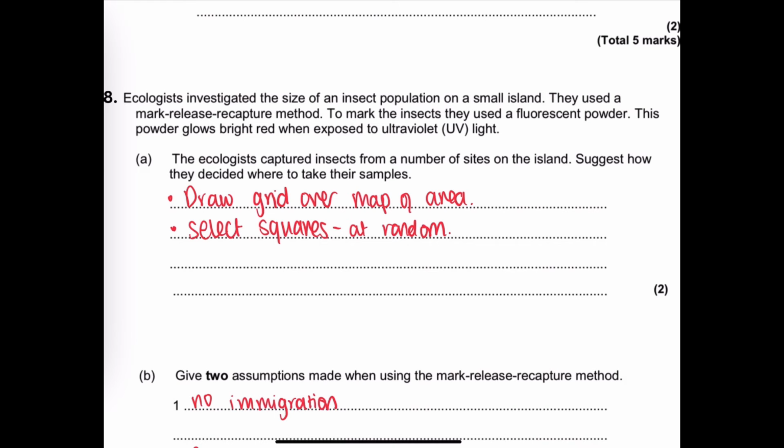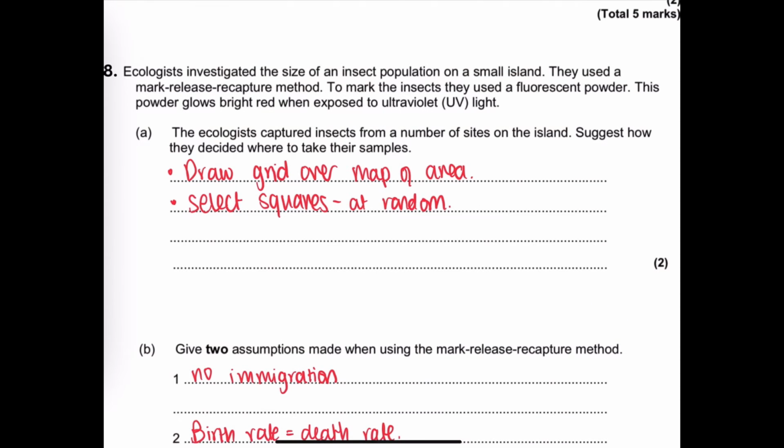Question 8. Ecologists investigated the size of an insect population on a small island. They used a mark, release, recapture method, which is basically exactly what they do. They mark it, release it, and then they recapture it to try and find out what the population is. They marked the insects with a fluorescent powder, this powder glows bright red when exposed to ultraviolet light.